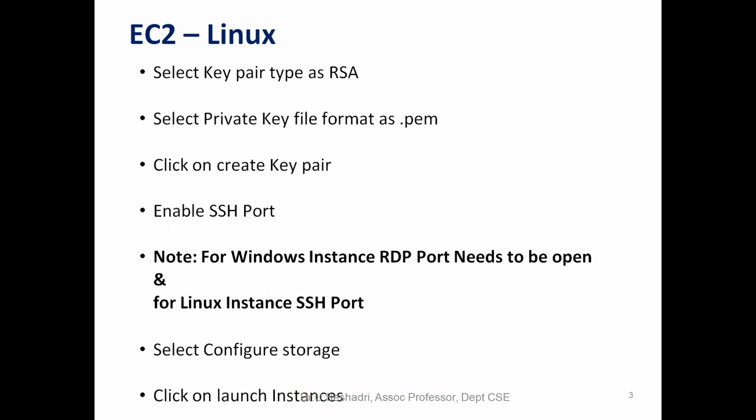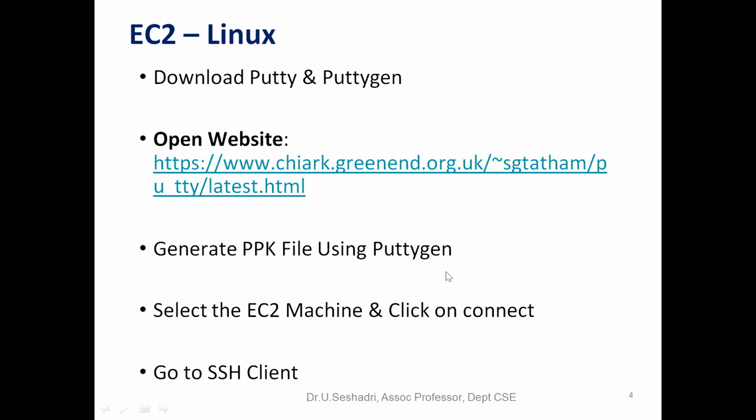For Windows Server in the last session, what port did you use? RDP. But for Linux, which port do you use? SSH. What is the default storage for Windows Server? 30 GB. What is the default storage for the Linux server? 8 GB is provided. And then click on launch instances. Those steps I have clearly mentioned.